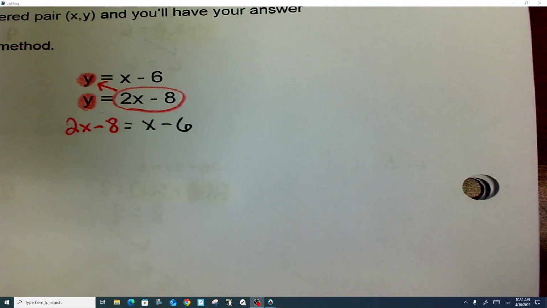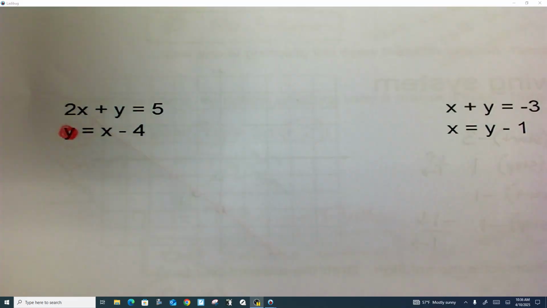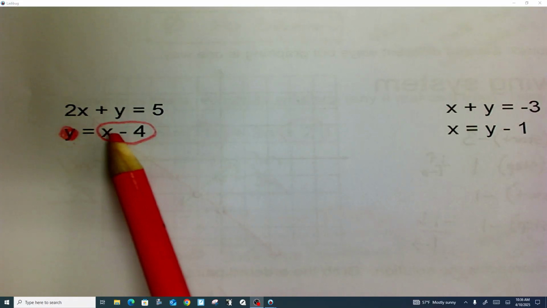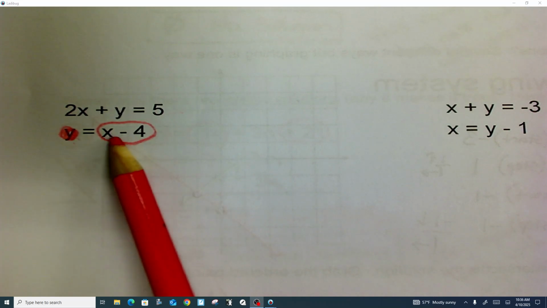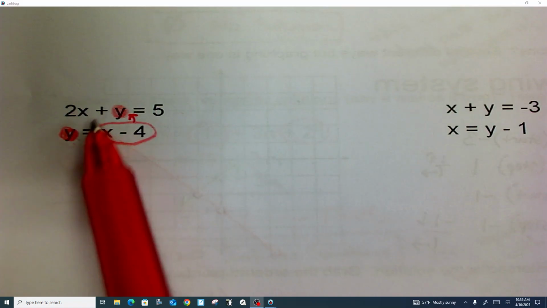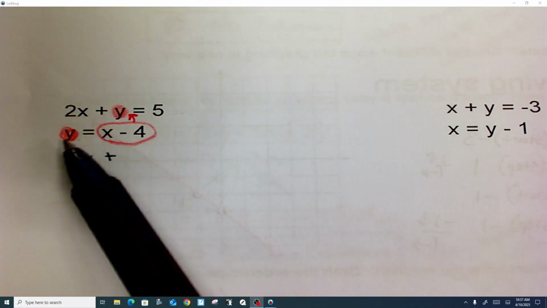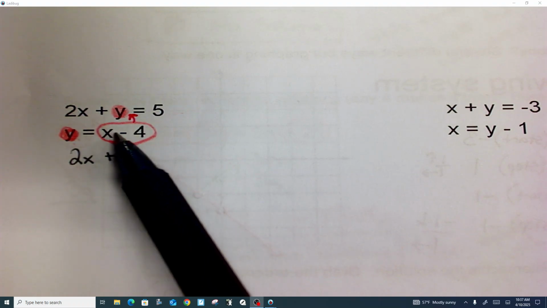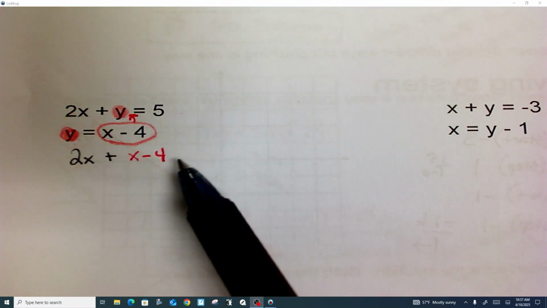So let's go try this one. So this y is all by itself and it's equal to x minus 4. Now wherever you see this y in the first equation, we're going to substitute in what y is equal to. The x minus 4 is going to pop into it. So this 2x plus I write out first. And then instead of writing that y, we're going to substitute what y is equal to down here in this equation. X minus 4 is going to substitute in there. And then we can put the equals 5 right down here next to it.